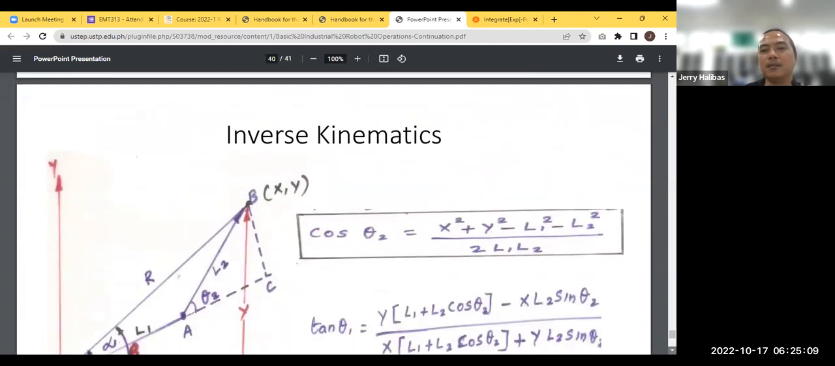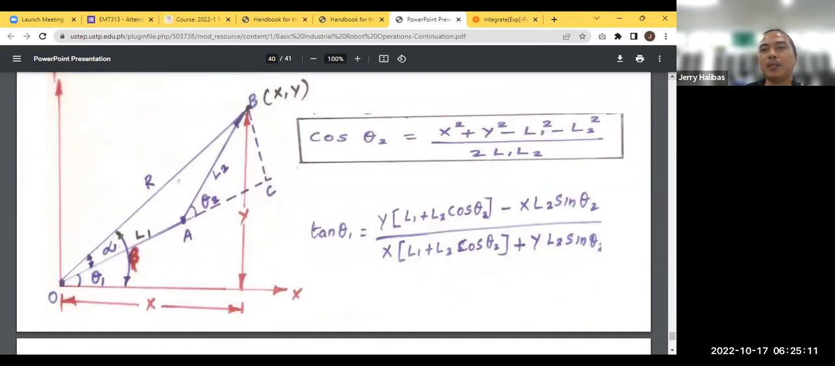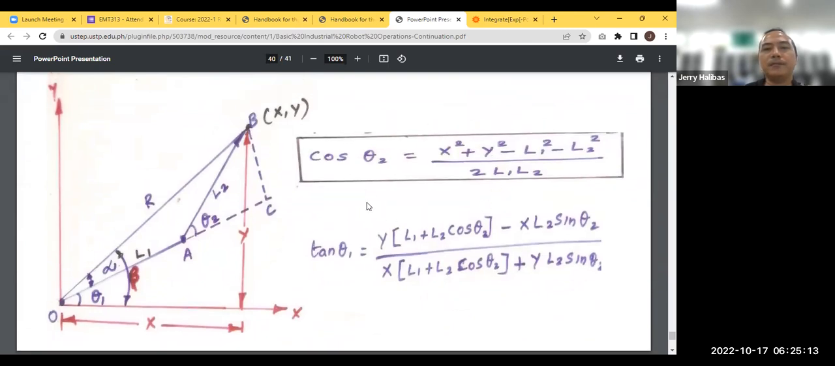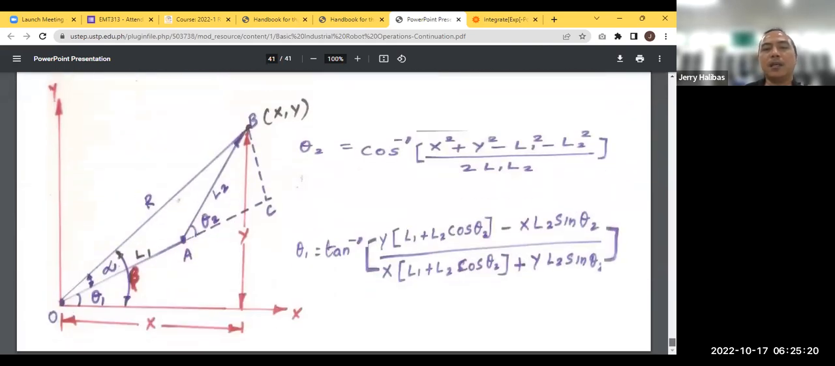Then you simplify the equation. The output is theta, and the input is just x and y, with the link lengths given by default. Then you can solve for theta 2 as well as theta 1. But theta 1 cannot be solved unless you solve theta 2 first, because it is an input to theta 1.